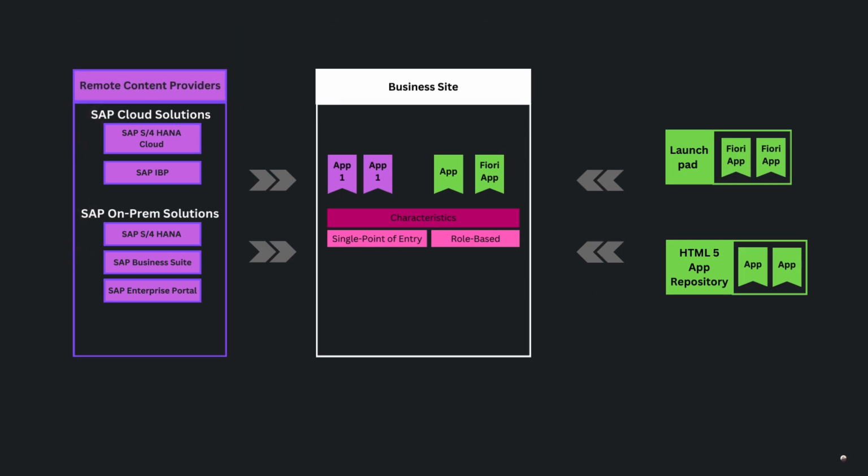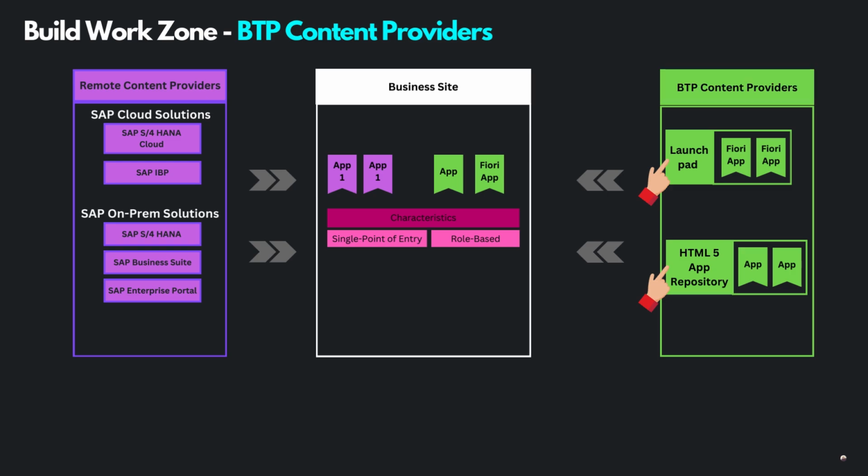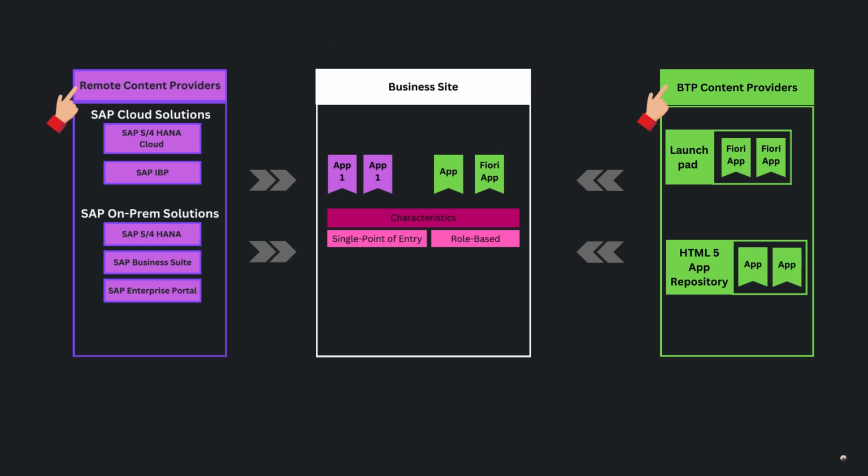On the other hand, we have the applications coming from the HTML5 application repository and the Launchpad modules. Both of these are in the BTP, and hence we call these providers the BTP content providers. Okay, so broadly speaking, two types of content providers: remote content providers, which consist of SAP on-prem and cloud solutions, and BTP content providers, which is mostly the Launchpad modules and the HTML5 application repository.